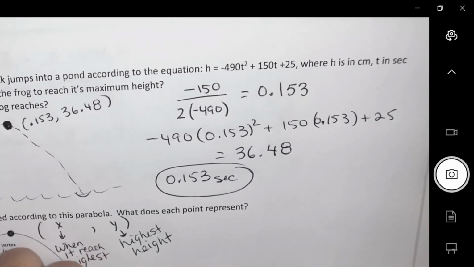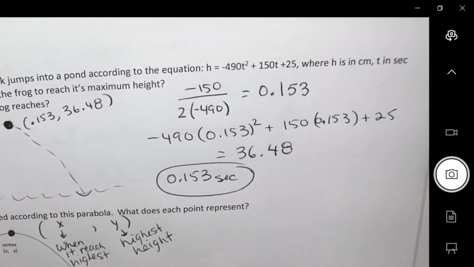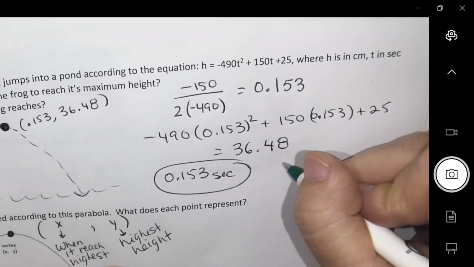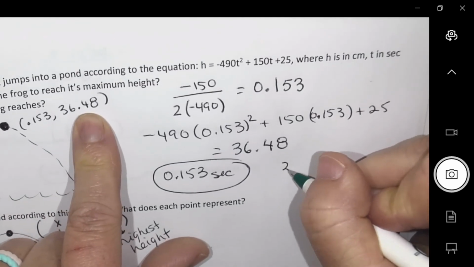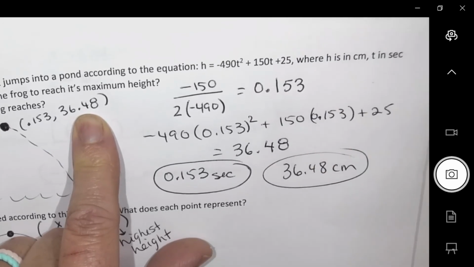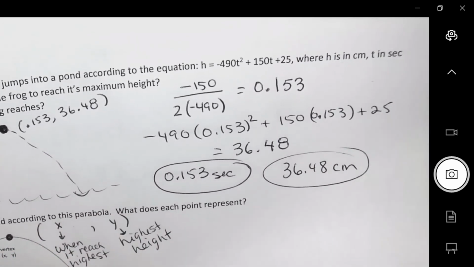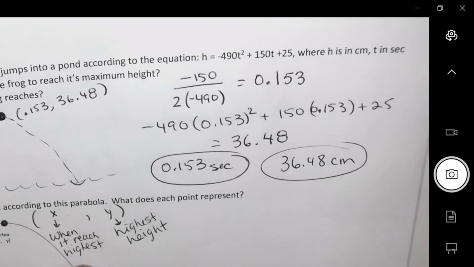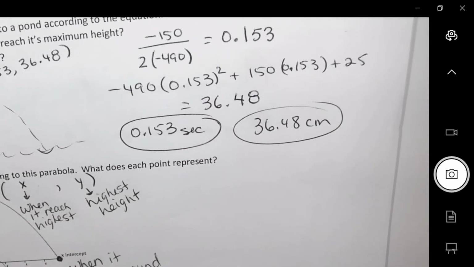And then the second question is, what is the highest the frog reaches? So that is the height part. And then it says to measure it in centimeters. Okay, so just understanding now, connecting that vertex to words.